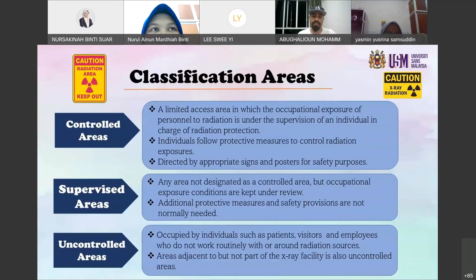Second area, supervised area. This is an area not designated as a controlled area, but occupational exposure conditions are kept under review. Additionally, protective measures and safety provisions are not normally needed. Third area, uncontrolled. Occupied by individuals such as patients, visitors, and employees who don't work routinely with or around radiation sources. Areas adjacent to but not part of the radiation facility are also uncontrolled areas.